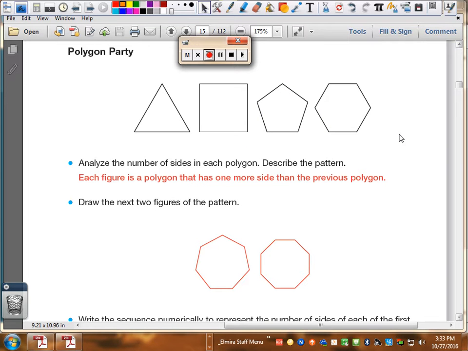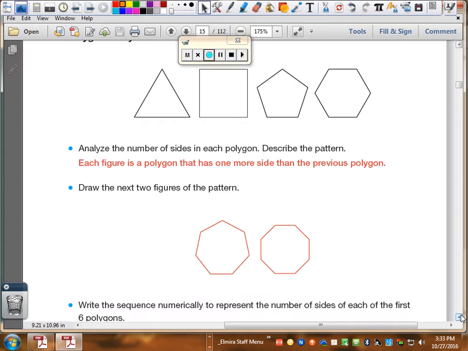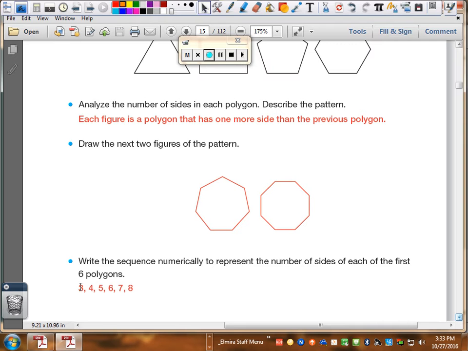This one I thought was pretty easy. Polygon Party. You're starting off with 3 sides, then 4 sides, then 5 sides, then 6 sides. So we're adding 1 side every time. And that was super easy. 3, 4, 5, 6, 7, 8.